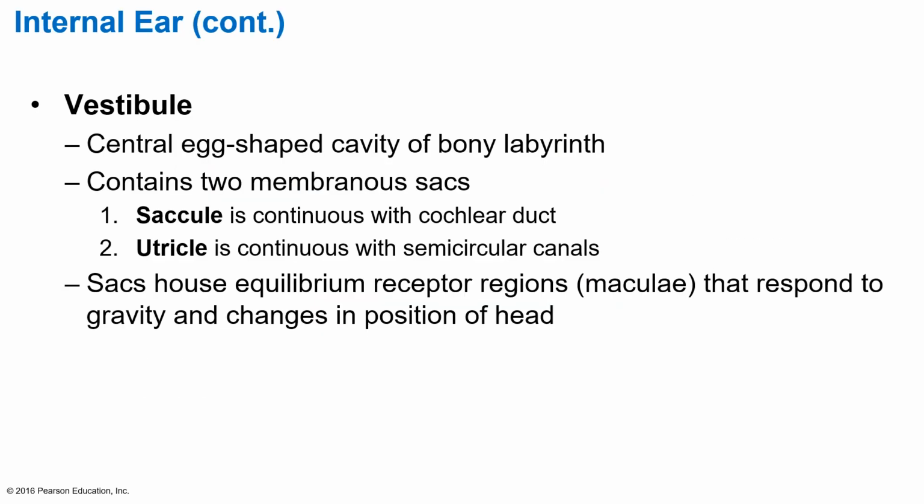Vestibule. It's a central egg-shaped cavity of bony labyrinth. So when you walk into a building, think about the vestibule that you're walking into. That entryway is called a vestibule as well. So the vestibule of the inner ear contains two membranous sacs, the saccule and the utricle. The saccule is continuous with the cochlear duct. The utricle is continuous with the semicircular canals. The sacs house equilibrium receptors, regions that respond to gravity and changes in the position of the head.